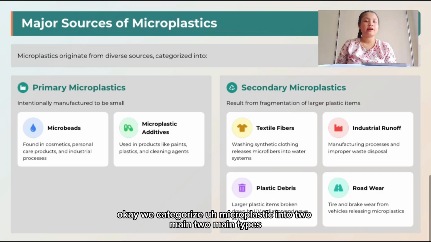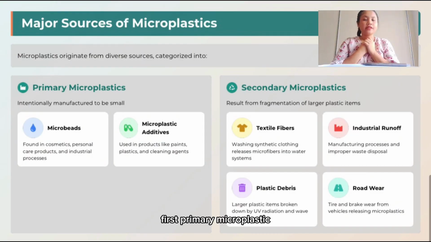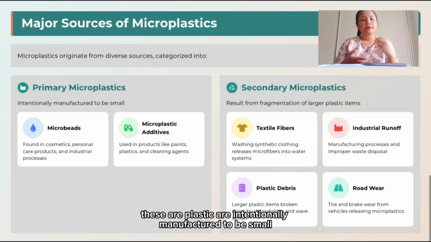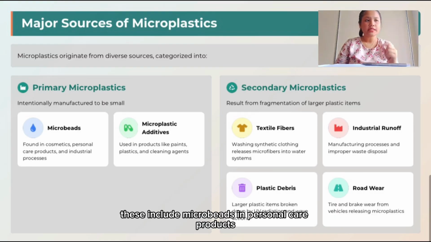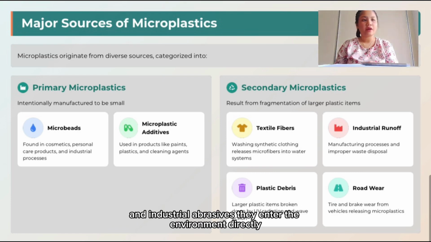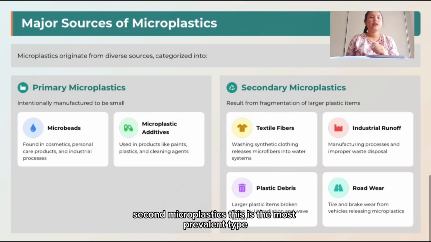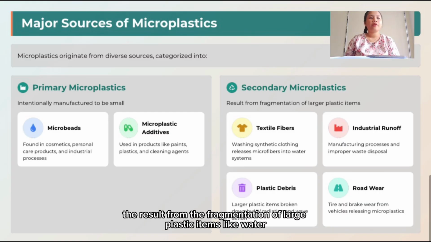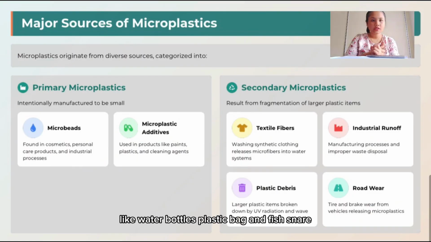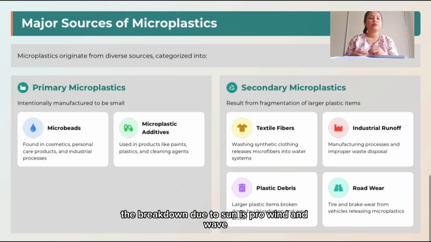We categorize microplastic into two main types. First, primary microplastic. These plastics are intentionally manufactured to be small. These include microbeads in personal care products and industrial pellets. They enter the environment directly. Second, secondary microplastic. This is the most prevalent type. They result from the fragmentation of large plastic items like water bottles, plastic bags, and fishing nets that break down due to sun exposure, wind, and waves.